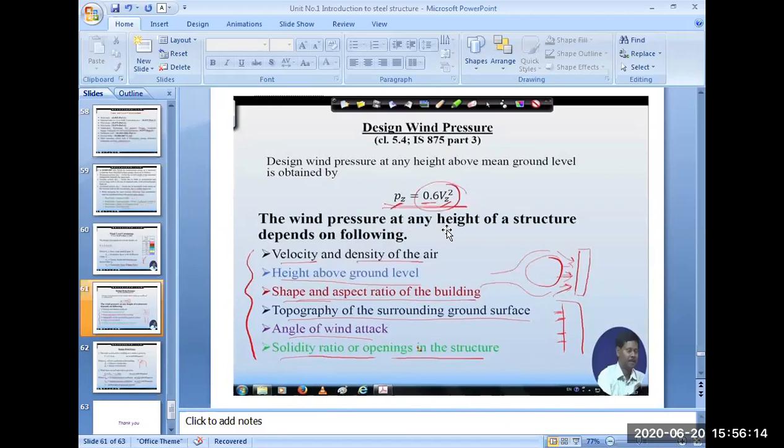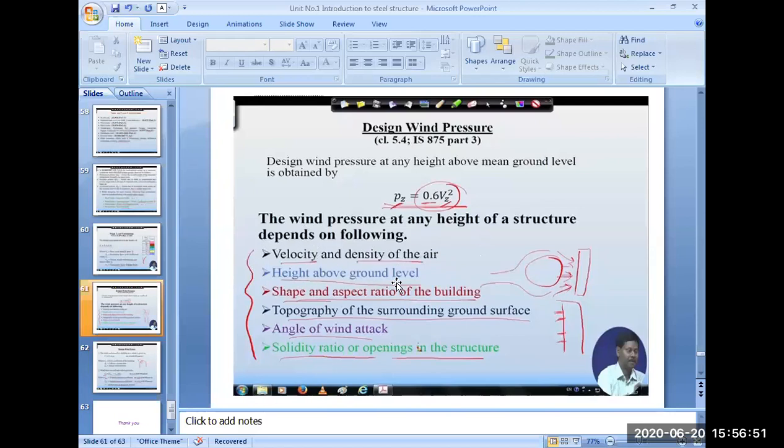The wind pressure at any height of the structure depends on the following pointers. The height of the building varies from 10 meter to 20 meter, 25 meter. So the wind pressure depends upon the height of your building. What are the points we have to consider while calculating the design wind pressure? Velocity and density of air, that we have to consider. Velocity means VB, that we have considered in VZ.